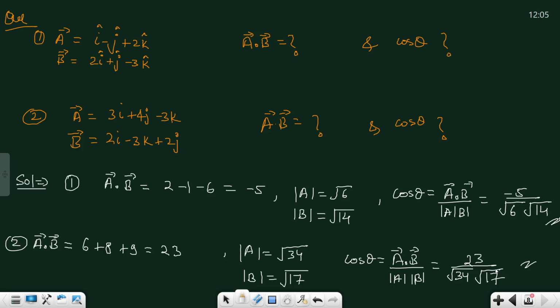You're saying that 34 is root 17 into root 2, so you can write 17 root 2. Yes, sir. You can go for simplification, but only if it is required. Any doubt with this dot product? Any doubt? No doubt. So dot product is completely done.